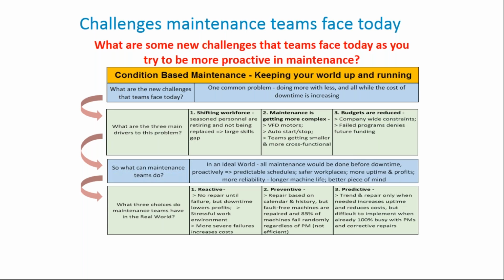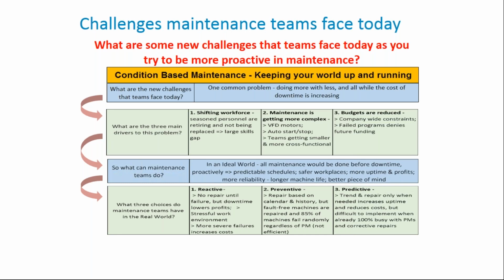One of them is to be reactive, where we just run machines until they fail. But in today's environment and today's economy, that just isn't practical. We just can't do that anymore. Everybody is talking about how we've got to find a better way to run the plant.